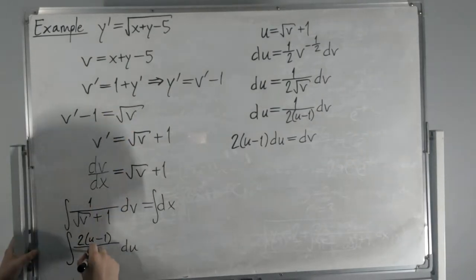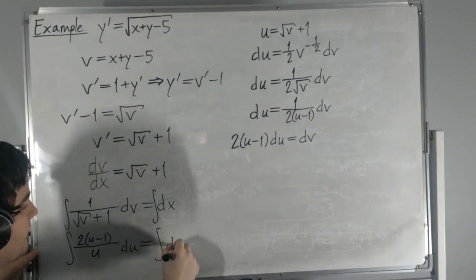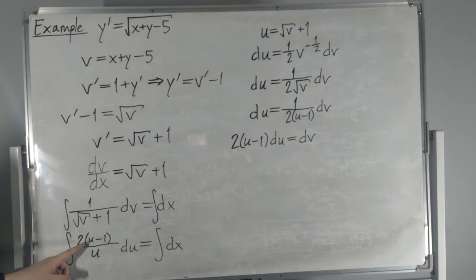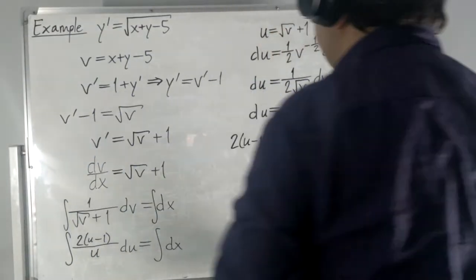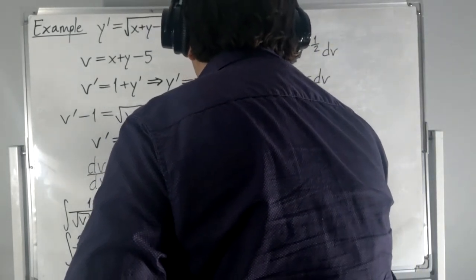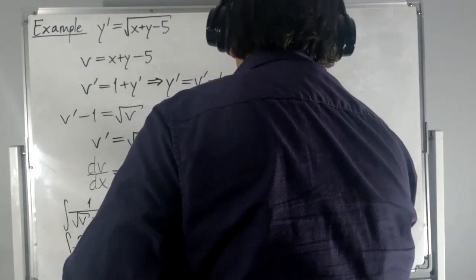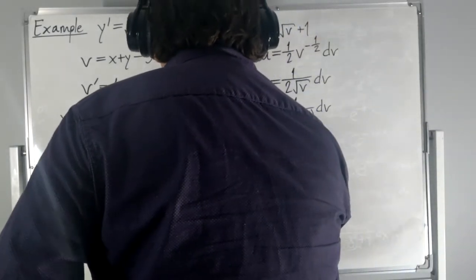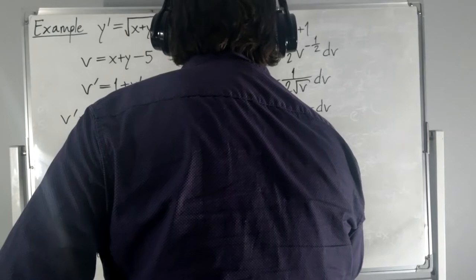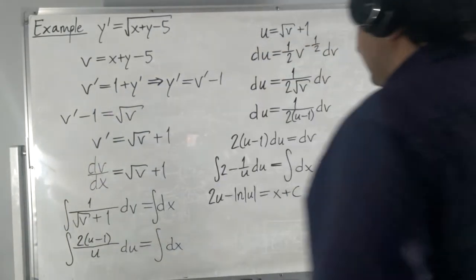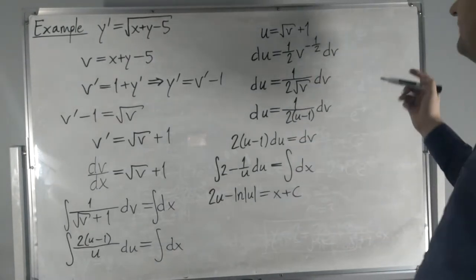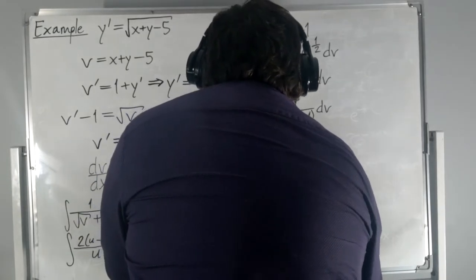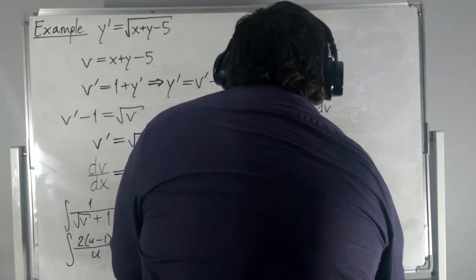And then the denominator is U. And this is the integral of 1. Divide top by U. And this integral becomes the integral of 2 minus 1 over U dU. The antiderivative there is going to be 2U minus ln U, ln absolute value of U, I suppose. U is a name for square root of V plus 1, so this is 2 square root of V plus 1 minus the natural log of the absolute value of square root of V plus 1 equals x plus c.